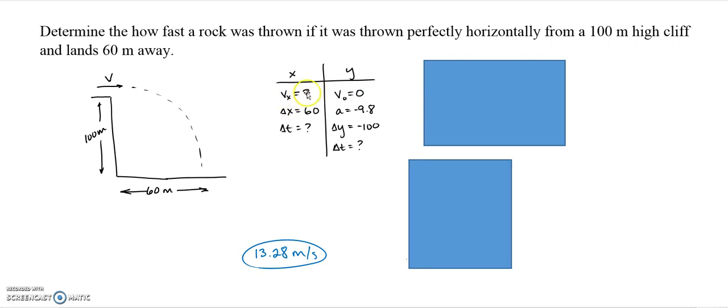X, I do not know the velocity. It is purely in the x-plane. I do know the displacement. I don't know the time, so it's unsolvable with the x. But if I look to the y's, my initial velocity is 0 because this is perfectly horizontal. There's no angle whatsoever. There's no y piece to this. It's in free fall, so our acceleration is negative 9.8. It's plummeting to its death, so our vertical displacement is negative 100, not a positive.